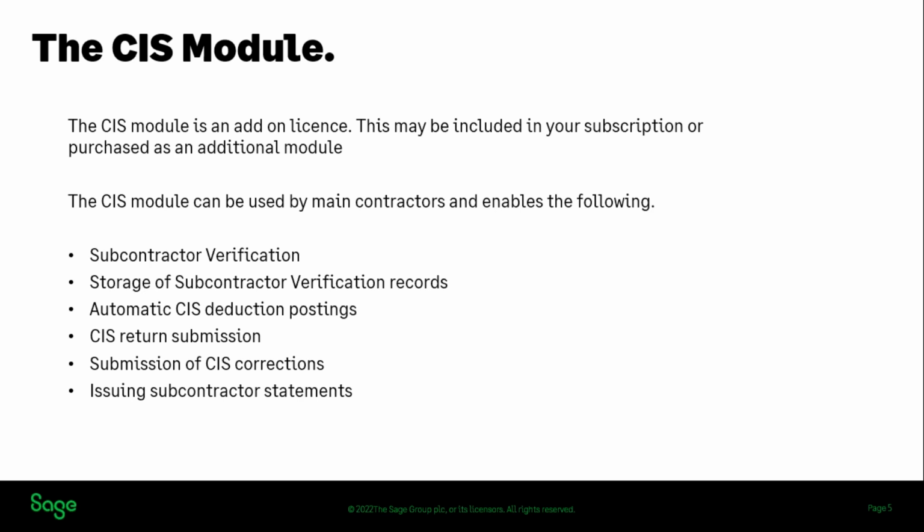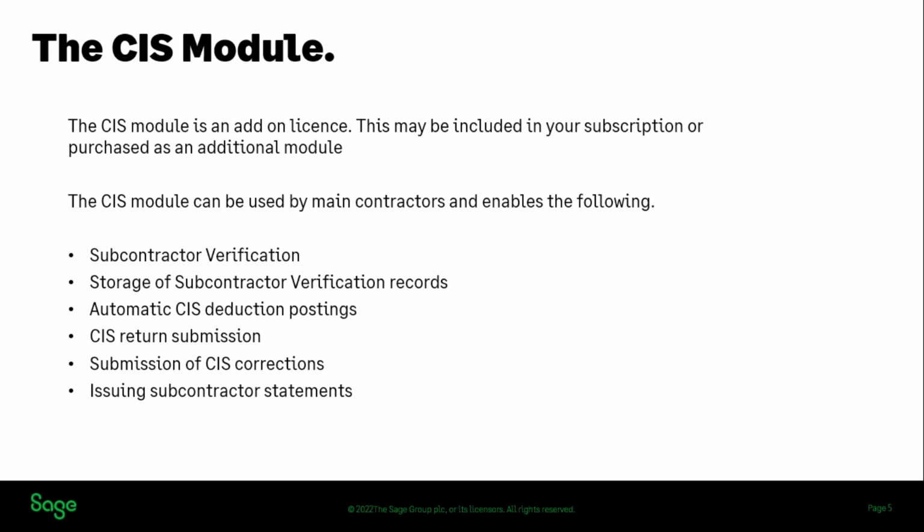Now, the CIS module allows you to do certain tasks that you would need to do under the CIS scheme from within the software. So things like verification. It also allows you to submit your CIS returns. Also, it allows you to issue subcontractor statements, and it contains all of the information on your subcontractors in one place within those records as well.